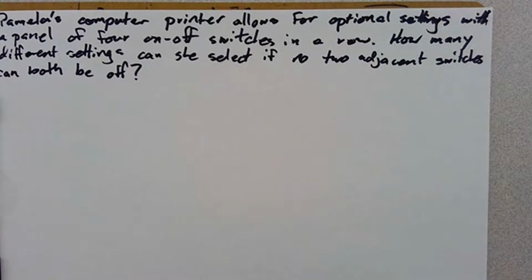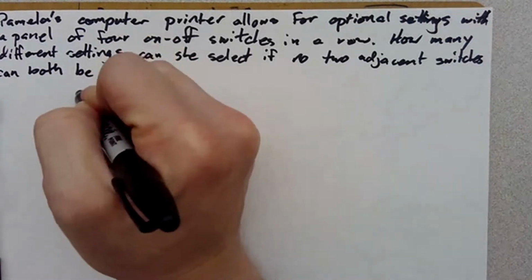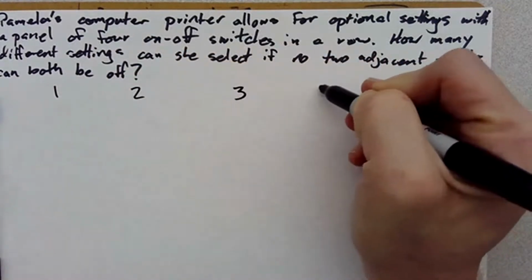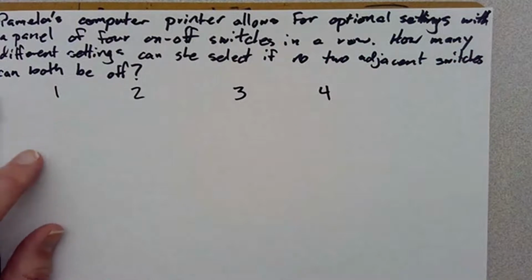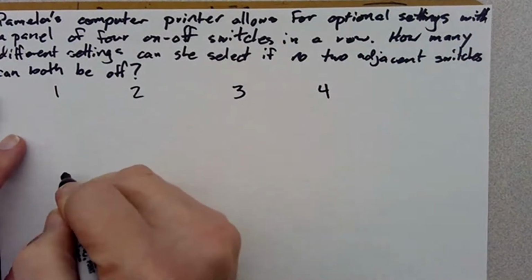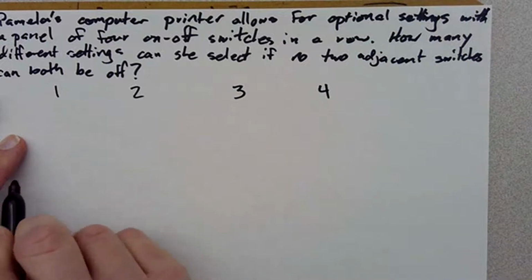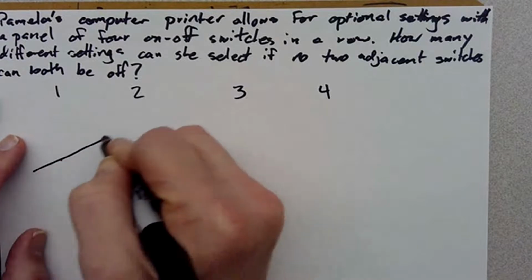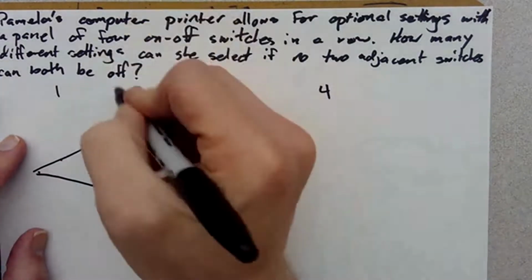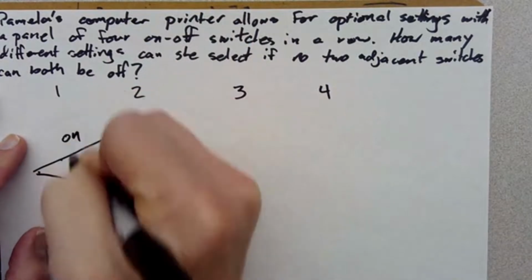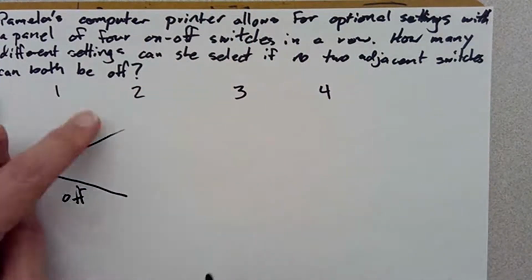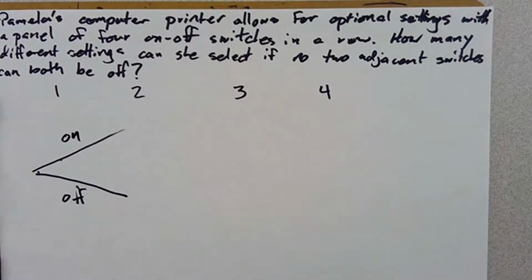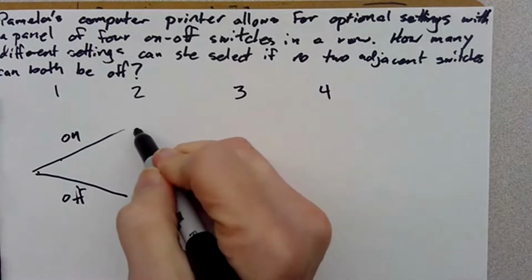So what we'll do here is we will start by labeling our choice for the first switch, second switch, third switch, and fourth switch. Now, we have 2 choices for the first switch. Either it's on or off. So if it's on, then there are 2 possibilities, because after an on, we could have another on or we can have an off.